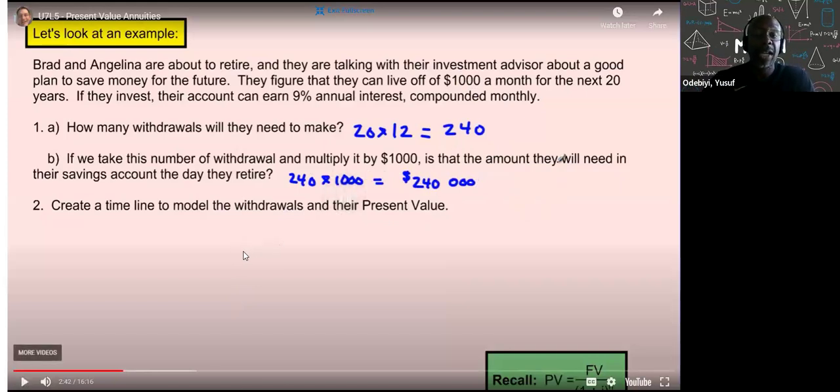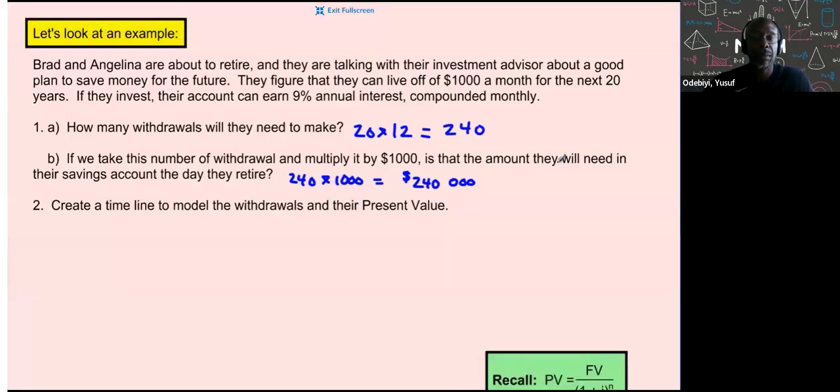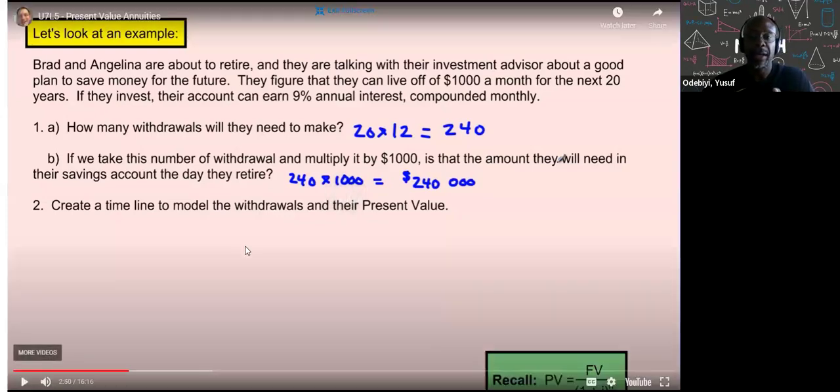Okay, that's the question. Is that the amount of money they need to put in their account initially, like today, in order to be able to take out $240,000? That's the question. And the answer is no. Because even though you're taking out $1,000 every month, remember the key is they're putting money into an account that's going to give them interest. So the question is, do I need $240,000 today in order to have $1,000 a month?